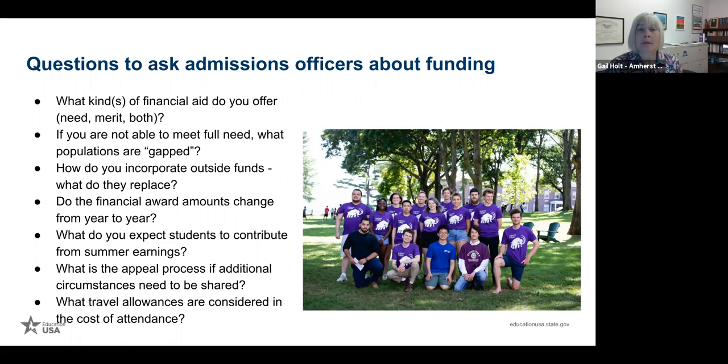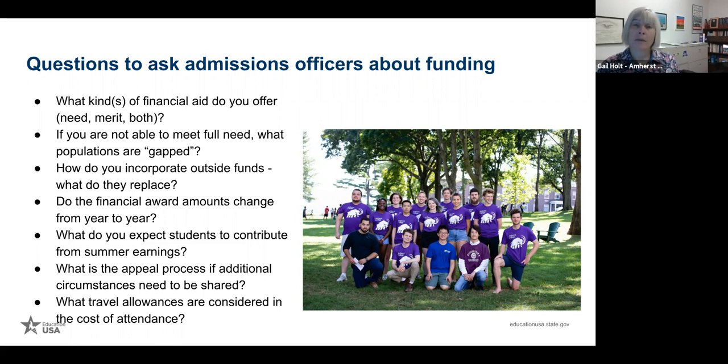If you're able to bring some outside funds in, whether those are funds from the government or from another organization, how is that going to be incorporated into a financial aid award? It could replace the grant that the institution has offered. So you just really want to know what that is going to look like ahead of time. What's going to happen year to year? Should families expect that the financial aid will stay the same as the costs rise?